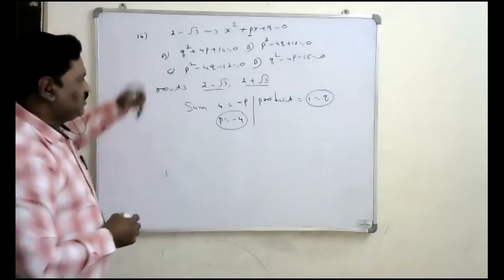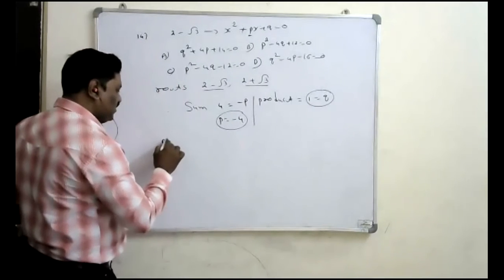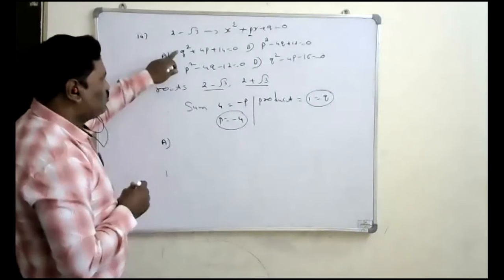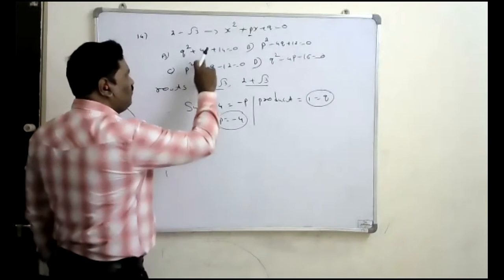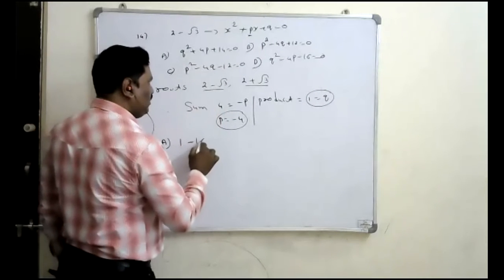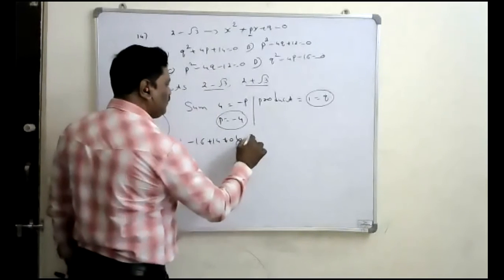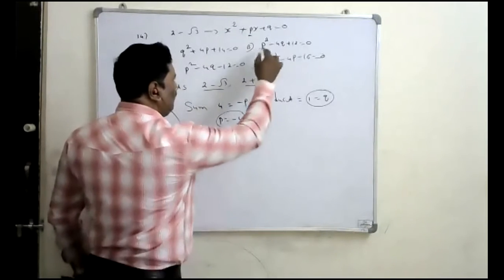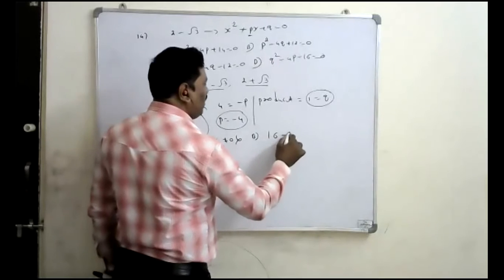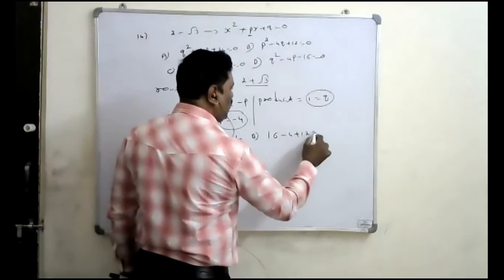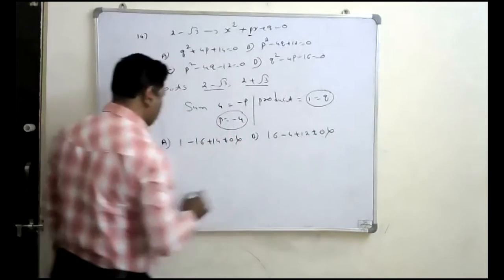So substitute that in the options. Which option is going to satisfy this? First option: q square is 1, 4p is 4 into minus 4, that is minus 16, plus 14, which is not equal to 0. So this is not the answer. Second option: p square 16 minus 4 plus 12, which is also not equal to 0. So this is not the answer.